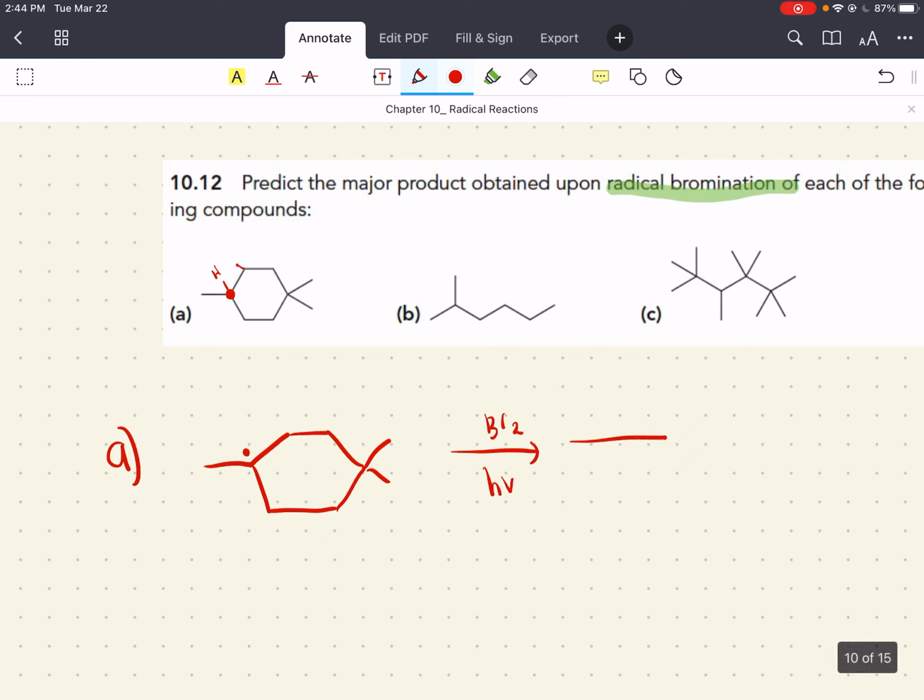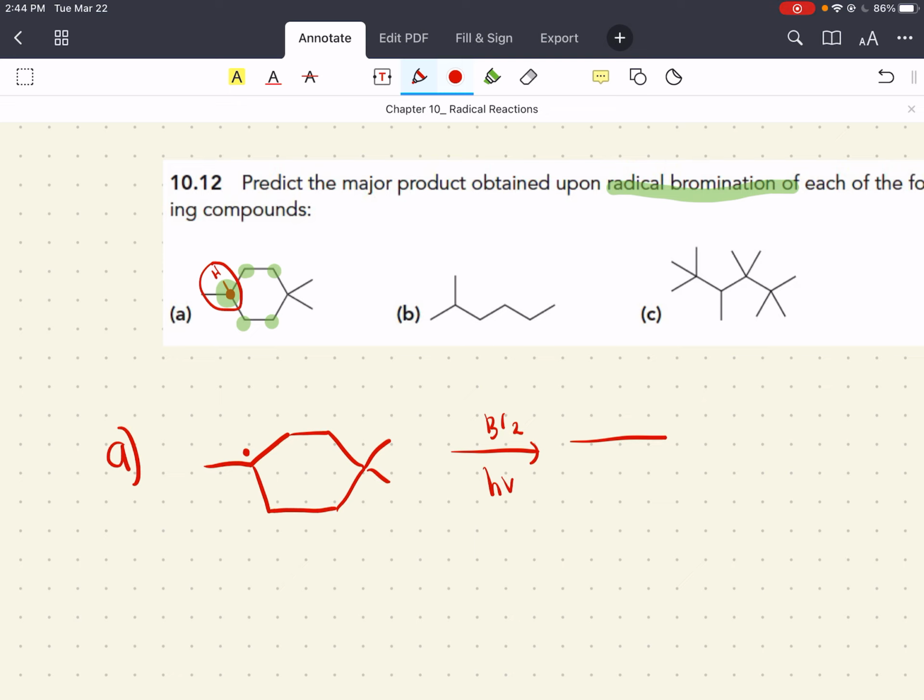Now, you can do it at this site as well, and this site, and this site, and this site, but they're going to be secondary. This position is a tertiary. So these positions, if you do that hydrogen abstraction, would form secondary radicals, whereas this site right here, through hydrogen abstraction, would form a tertiary radical. That is obviously more stable than a secondary radical.